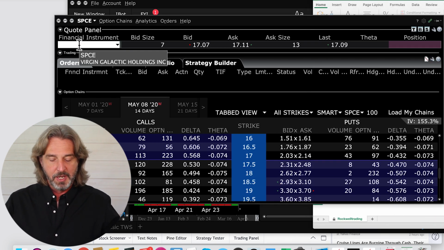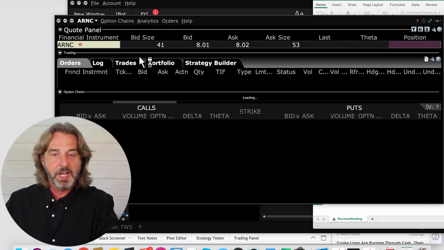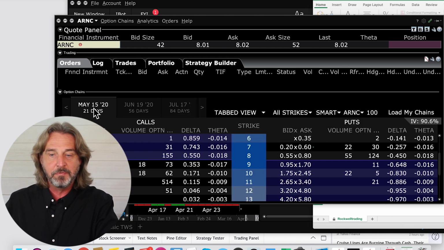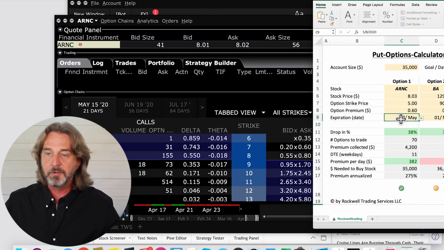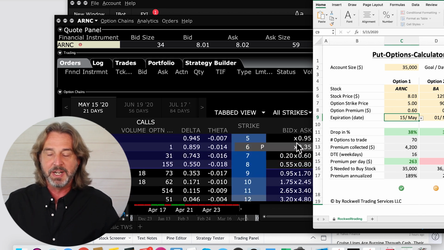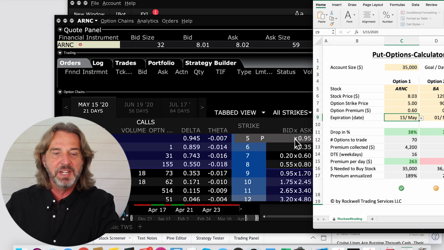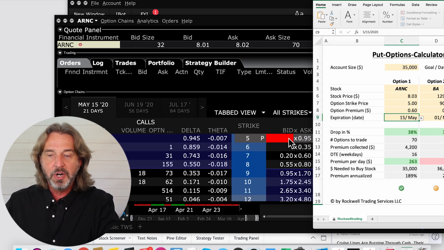And we start with ARNC. Want to see if we have some options. They expire May 15th. Okay, so we can already put this in there. So May 15th is when there's the expiration date. And let's say at the 5 strike price, what we can get at a bid ask. You see, this is very thinly traded here, so hard to say. At the 7, we see 20 over 60.